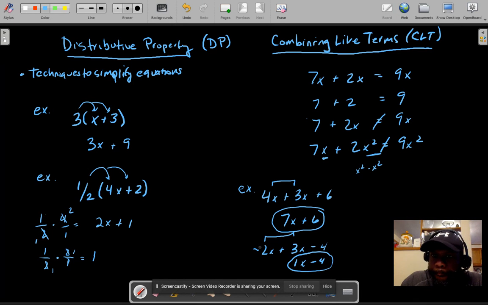All right. Okay, so that's distributed property, DP, and CLT, combining like terms. Hopefully, you'll be able to do this for the work today.